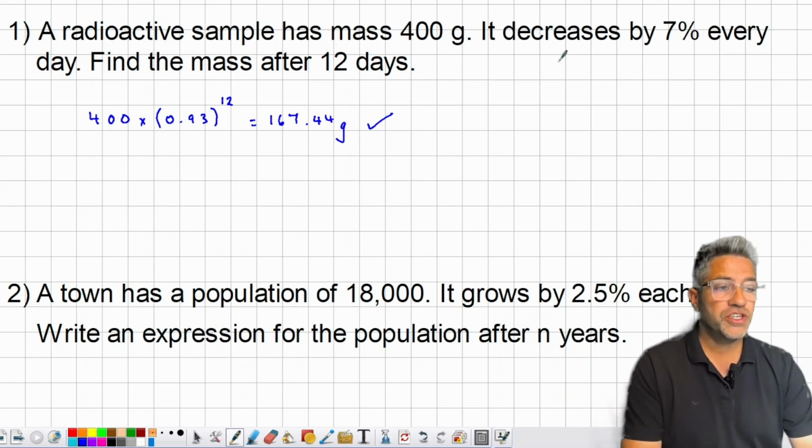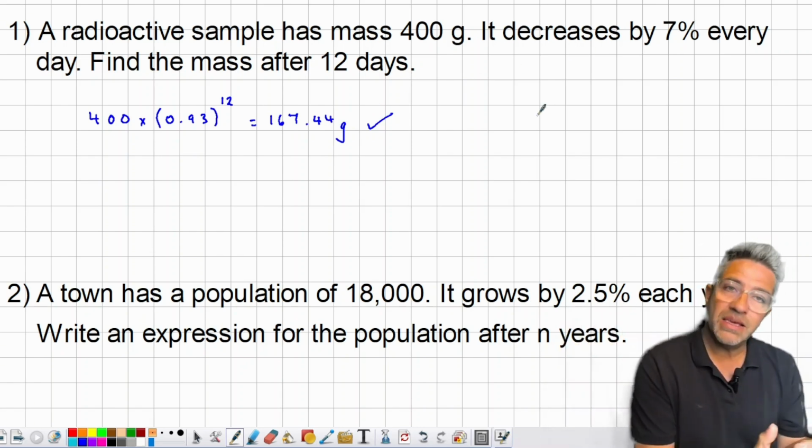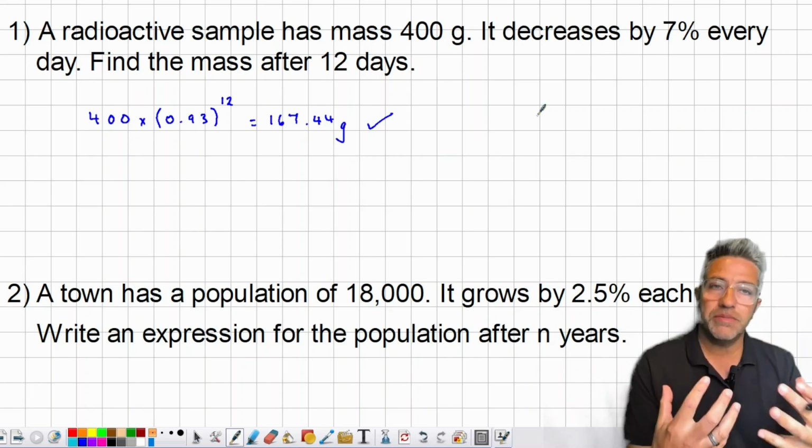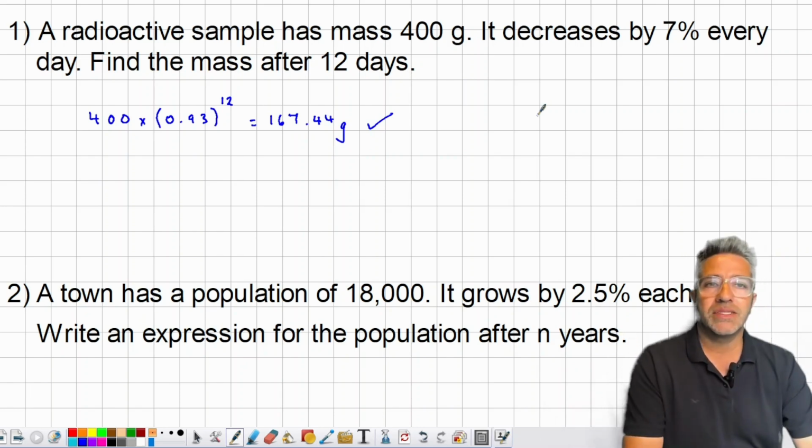Let's move on to question 2. So that first problem would be exponential decay because the starting amount is reducing. Goes without saying, I'm sure, but just to add that clarity.